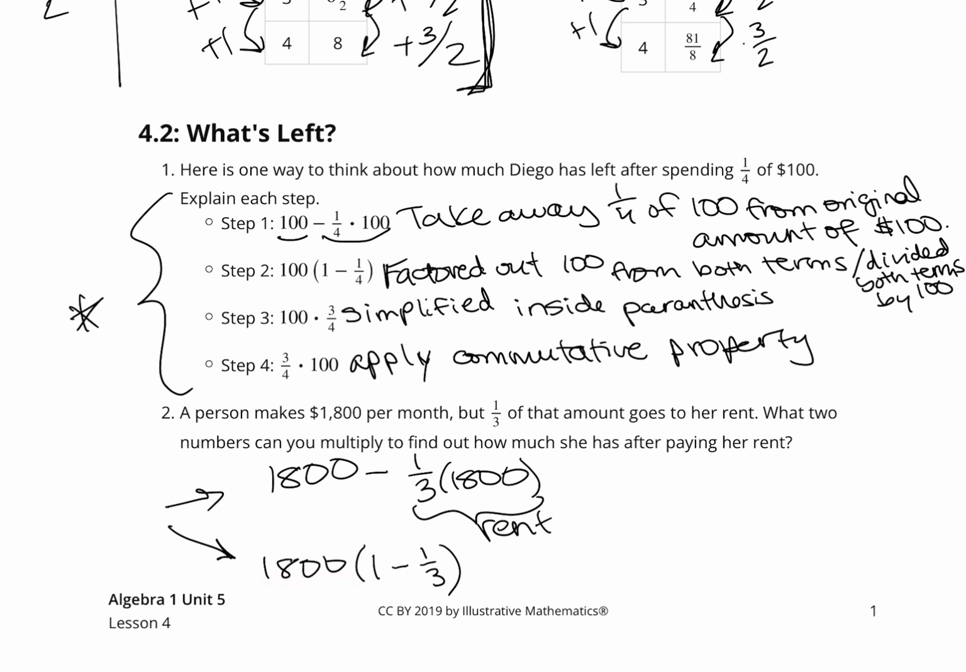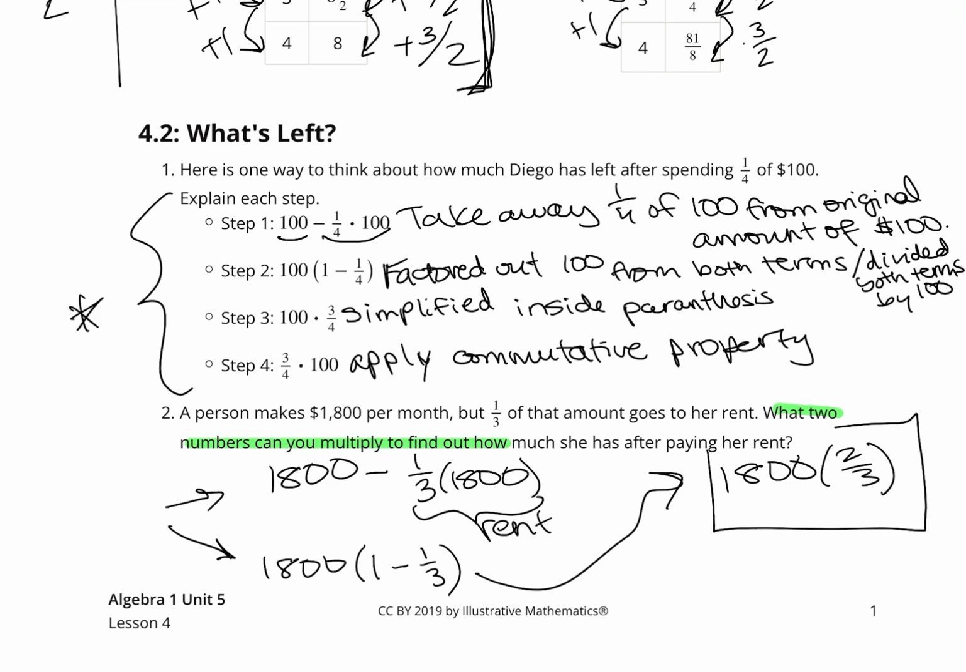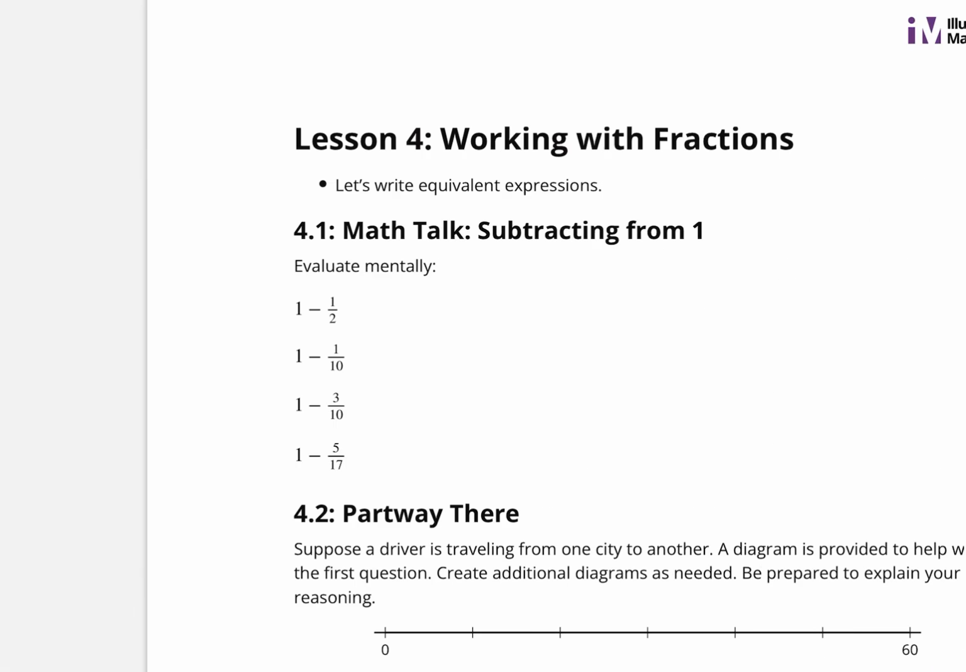Now I can simplify what's inside the parentheses. 1 minus 1/3 is 2/3. I'll bring my work up here. So I'm left with 1,800 times 2/3. And just like it asked me to, we have found two numbers to multiply together to find out how much she has left after paying her rent. So after paying her rent, she will have 2/3 of $1,800 left. All right, on to the next.